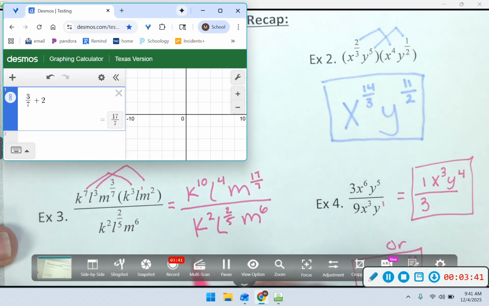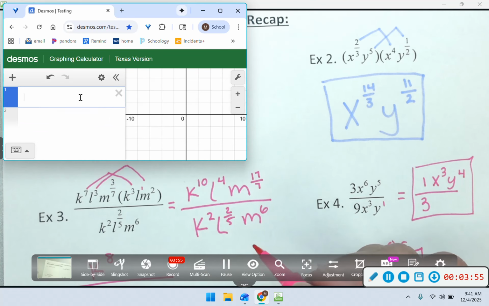Okay, and now we're going to subtract. So where are there more K's? There's more K's on top. 10 minus 2 is 8. Where are there more L's? Well, if you're not sure, you can do 2 divided by 5, and I get 0.4. So 0.4 is less. So we're going to do 4 minus, top minus bottom.